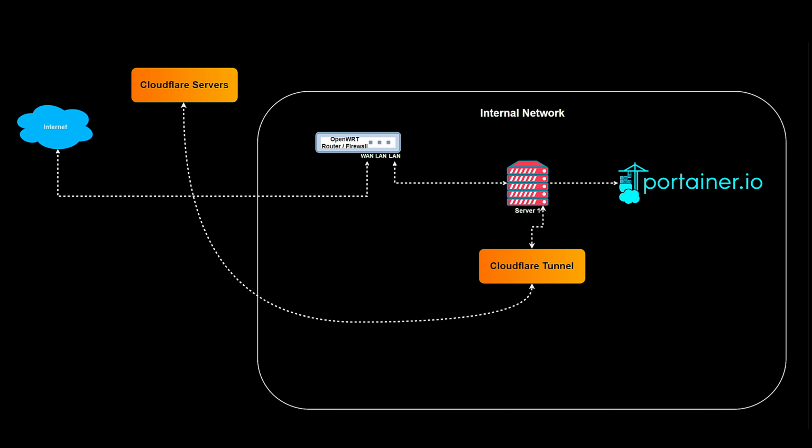Cloudflare tunnel is hosted on your LAN side, or your local area network side, and it can either be hosted on a separate machine on the network, or on the same machine as the one running the services which you want to expose. For example, in this case I am using a server 1, and here the Cloudflare tunnel is installed and running on the same machine on which I am running the service Portainer. So if I want to expose the Portainer service to the internet, I can do that by using Cloudflare tunnel.